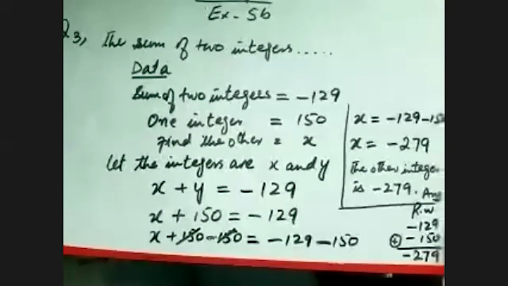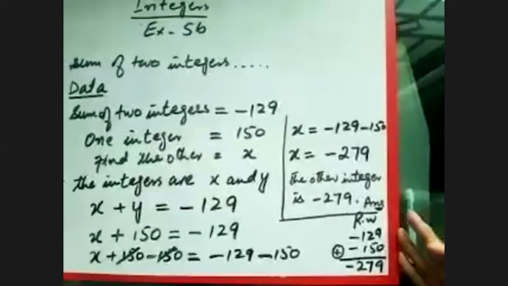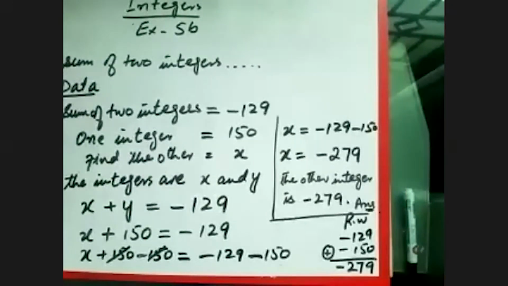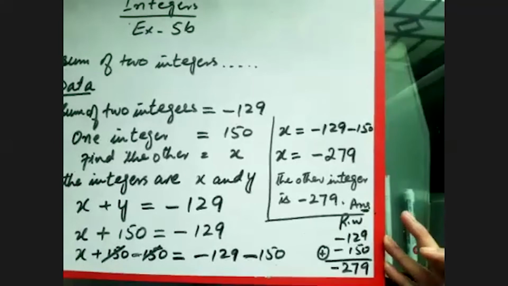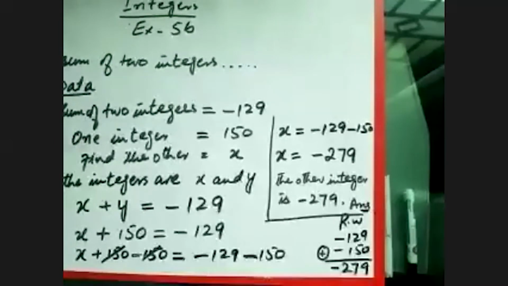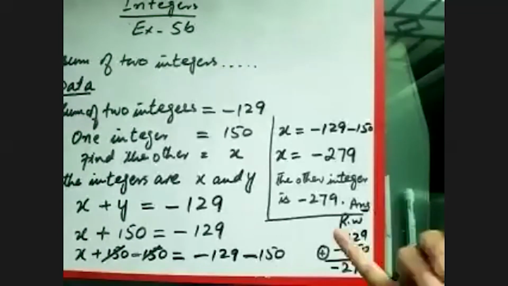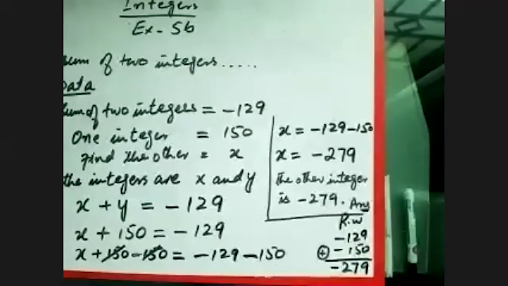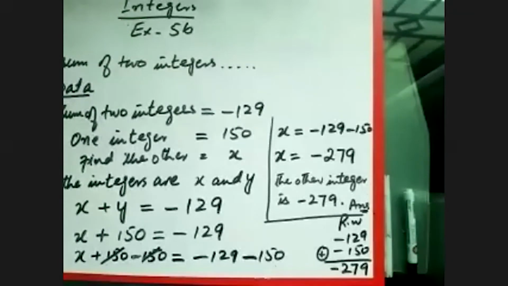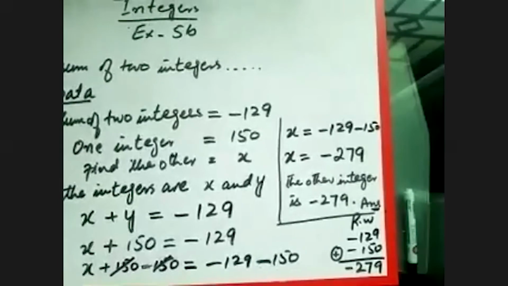So by dividing, you get the value of x, the sum of two integers, which is minus 129. You can check your answer by putting this value of x in the same equation. You will get the sum as minus 129.